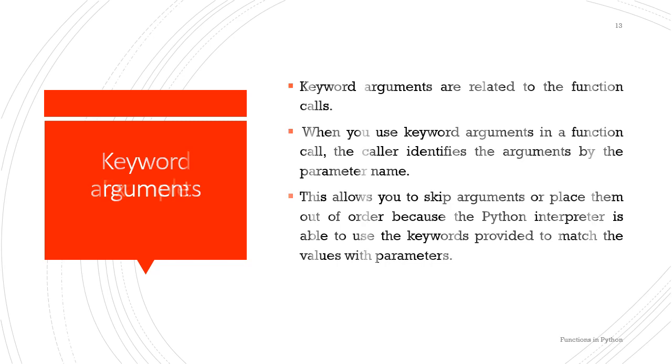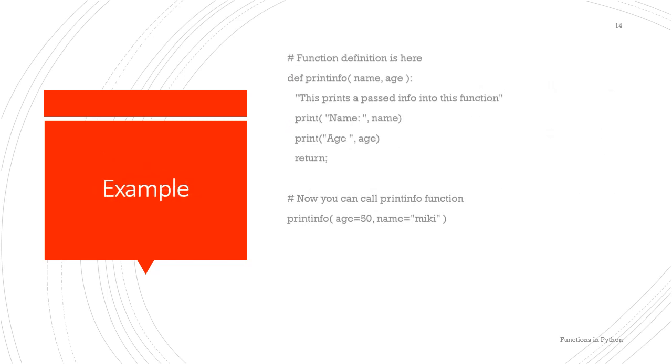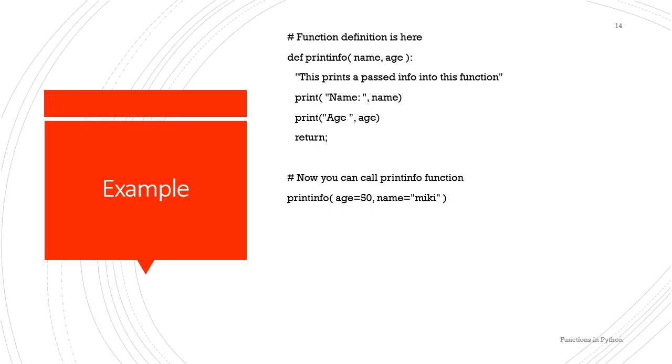We will see an example for keyword argument here. Here we are defining a function print info with two parameters, name and age. But see how the parameters are passed to this function. Parameters are passed using a keyword. That is, there are two parameters in the function definition with keywords name and age. The same keywords are used while calling the function. So to the second parameter whose keyword is age, we are passing the value 50.